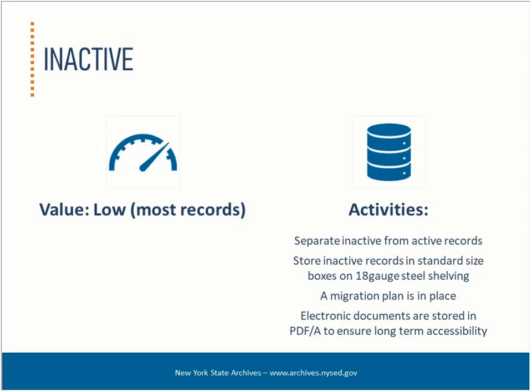You have a migration plan in place for your electronic records. That means a plan on how you're going to migrate records from a platform that's now becoming obsolete onto a new platform, and after that, a newer platform into the future to make sure that you do not lose any important electronic records. And another activity, electronic documents are stored as PDFs to ensure long-term accessibility.